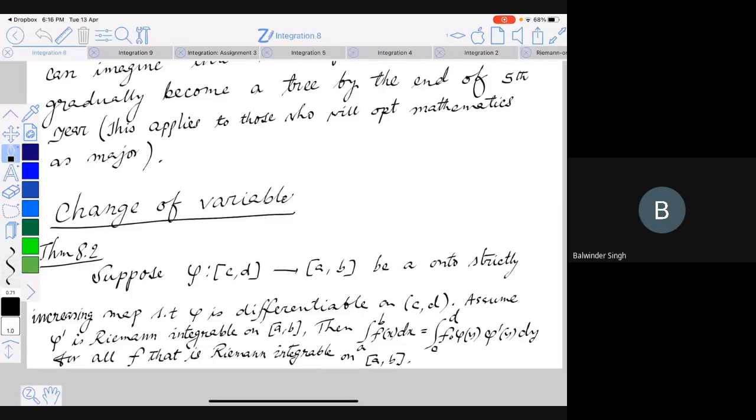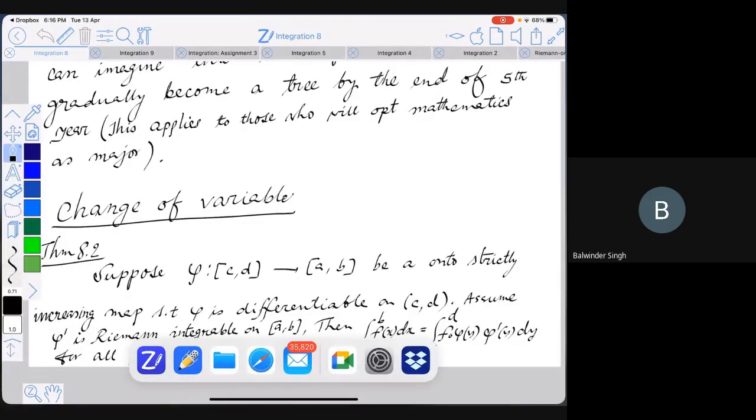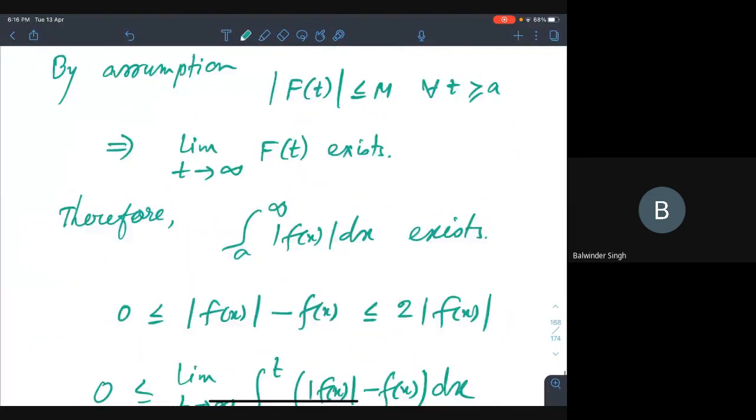I got this by MVT, by mean value theorem. I got ti. Then what will I do? Yeah, so let me show you here.